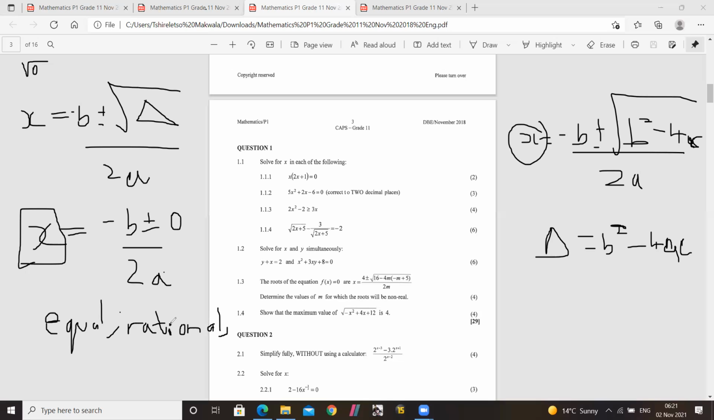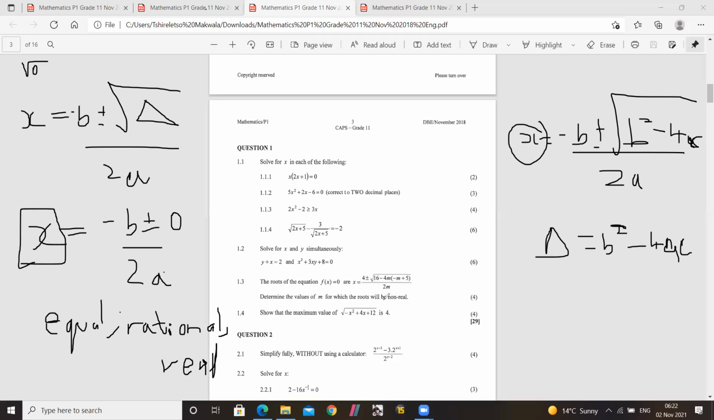Then the last one is that they are also real. Obviously, if something is rational, it must be real. So they are real. Real just means that they exist. And they exist because even when delta is zero, you still have an x-intercept. So that's what happens when delta is equal to 0.